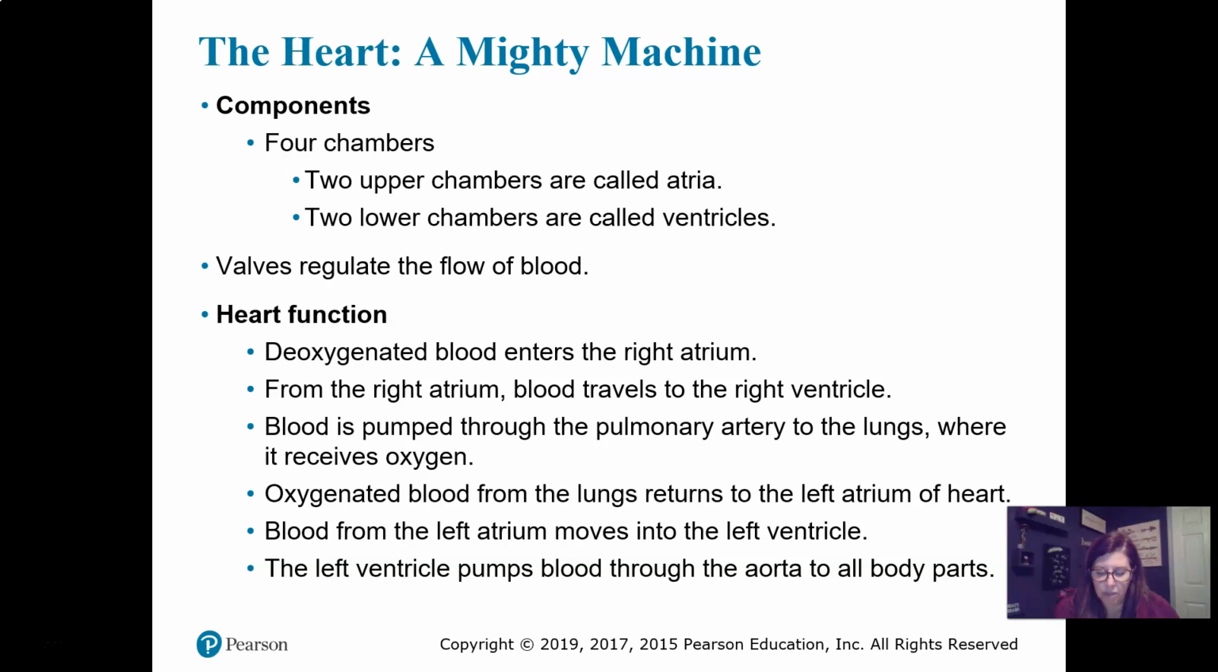Deoxygenated blood enters the right atrium after having been circulated through the body. From the right atrium, blood moves to the right ventricle and is pumped through the pulmonary artery to the lungs to receive oxygen. Oxygenated blood from the lungs then returns to the left atrium. And blood from the left atrium moves into the left ventricle, which pumps the blood through the aorta to all of the parts of the body.